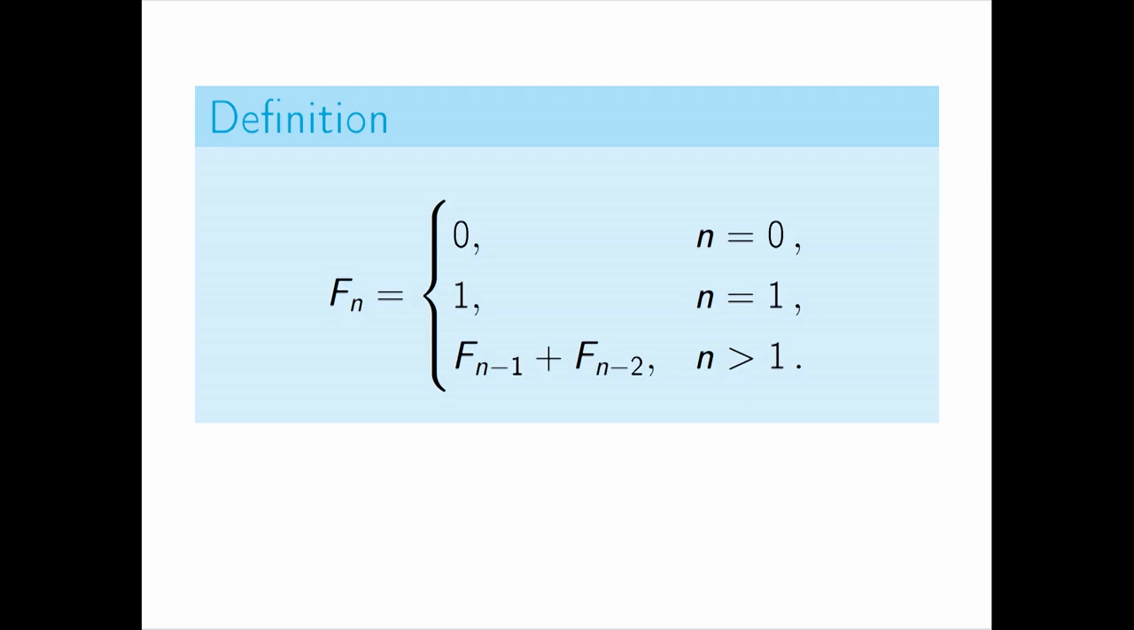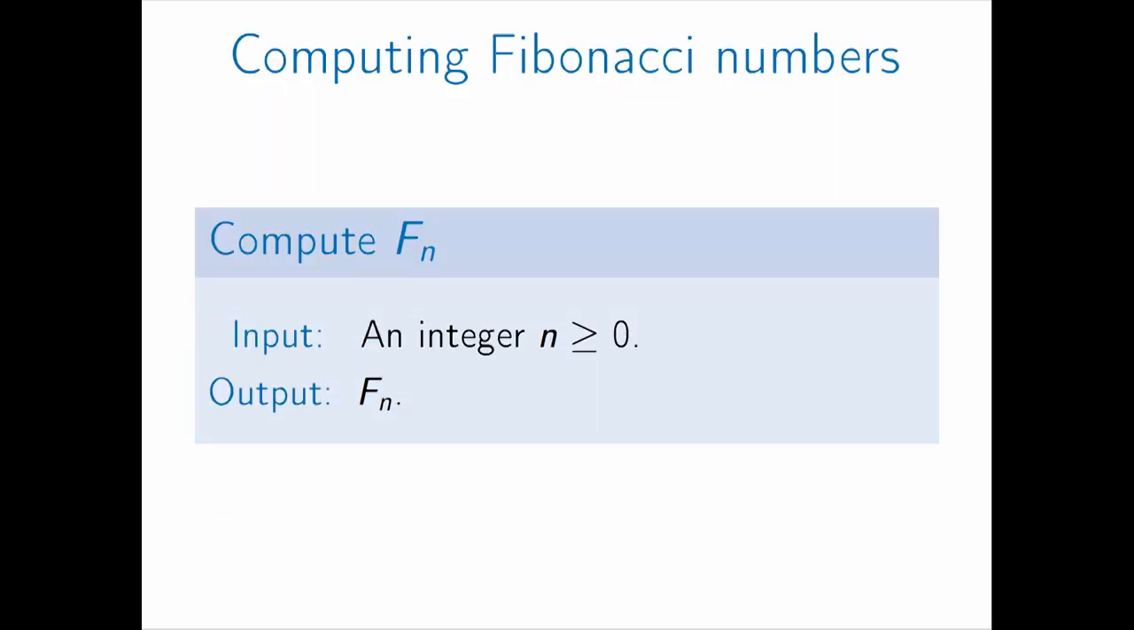The 0th Fibonacci number is 0, the first Fibonacci number is 1, and from thereafter each Fibonacci number is the sum of the previous two. Now, these grow pretty rapidly, and what we would like to do is have an algorithm to compute them. So let's take a look at how we might do this.